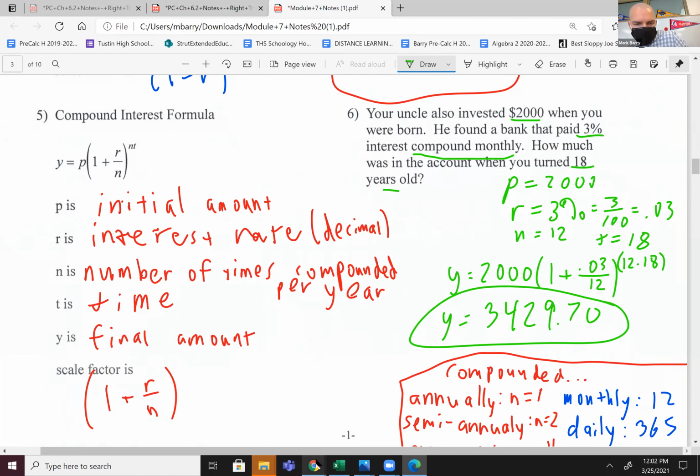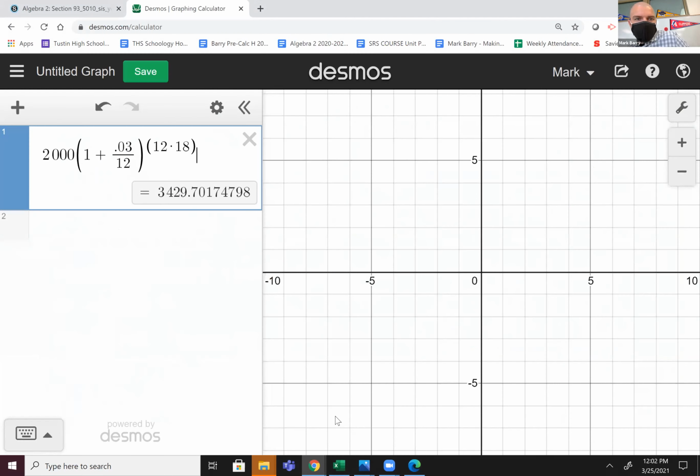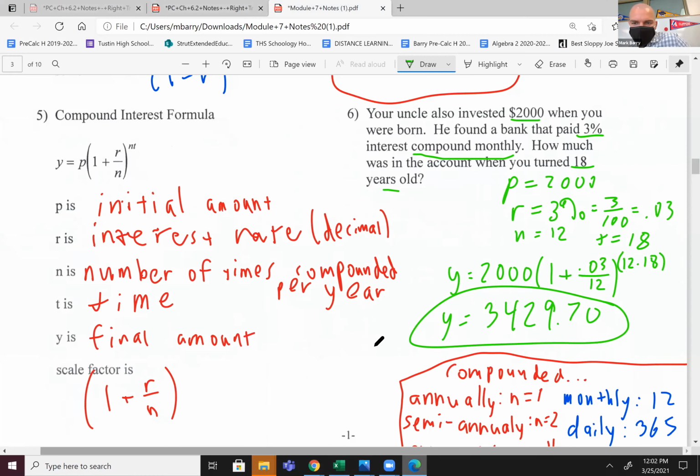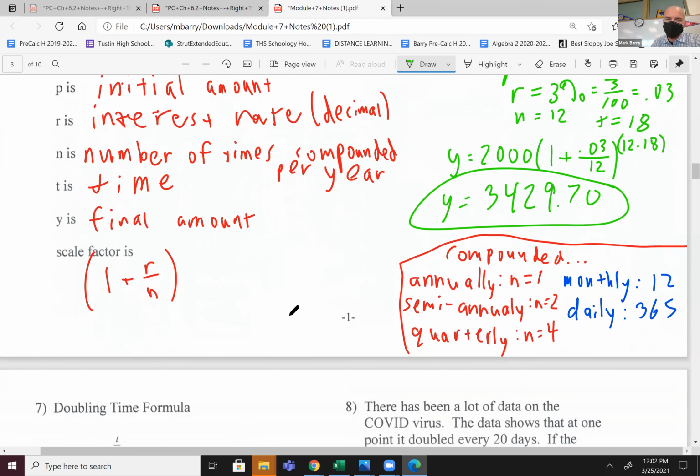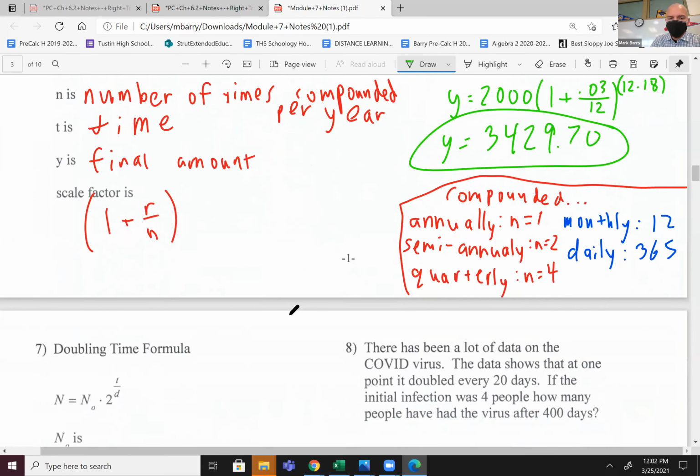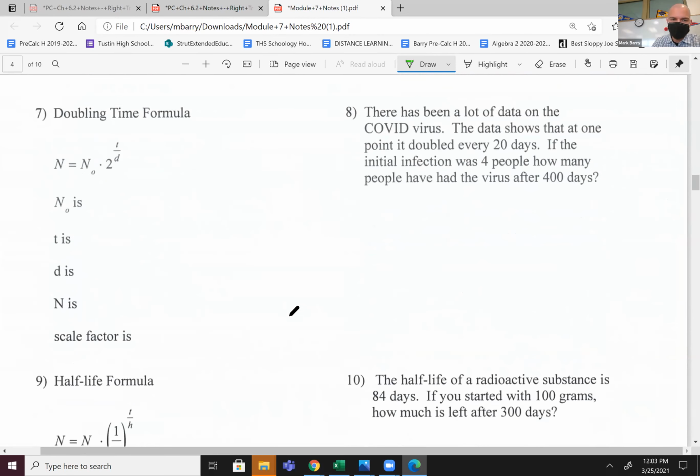Was it 80? No, it's 70. I might have said 80, but all right, cool. Two more formulas here.